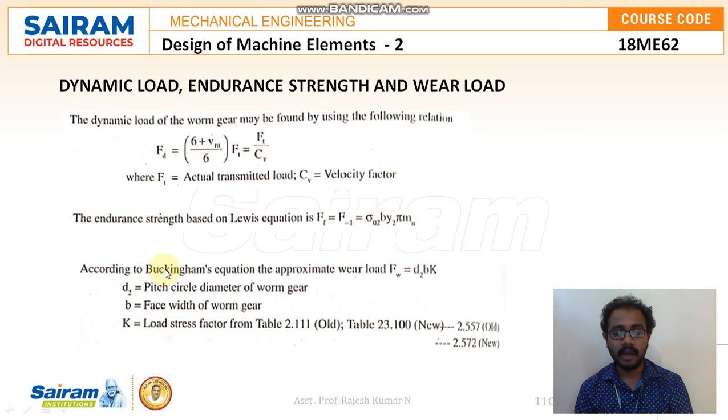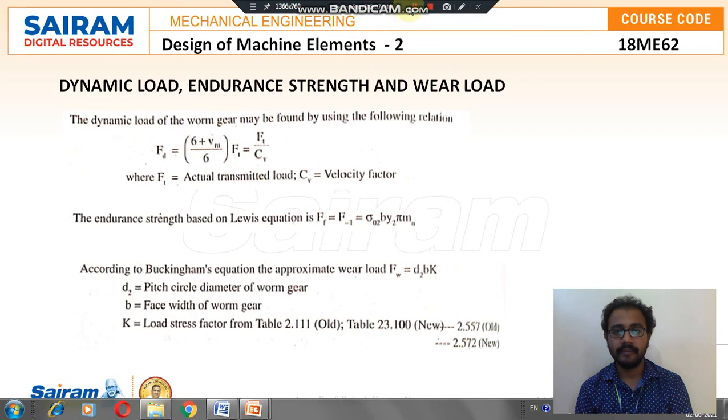According to Buckingham's equation, the approximate wear load Fw is equal to d2 into b into k. Here d2 is the pitch circle diameter of the worm gear, b is the face width of the worm gear, and k is nothing but the load stress factor. From the table we need to take it.